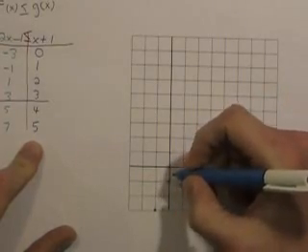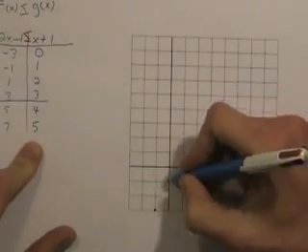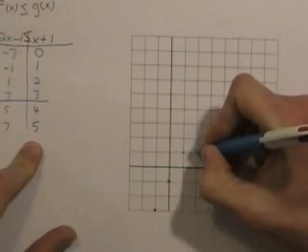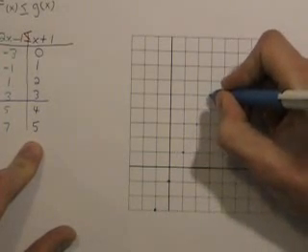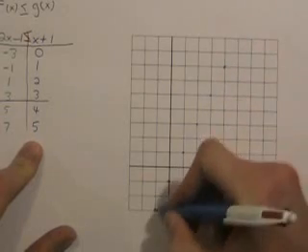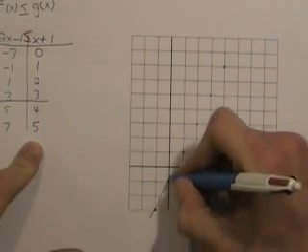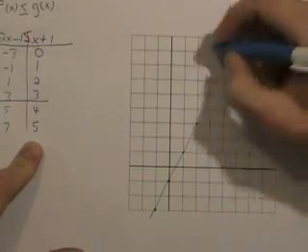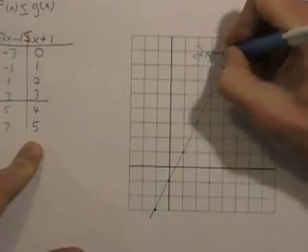Now the slope of that first one, it was 2x minus 1. So the slope is 2, so I go over 1, up 2, over 1, up 2, over 1, up 2, and I can keep on doing this. Alright, so this is the graph of 2x minus 1.